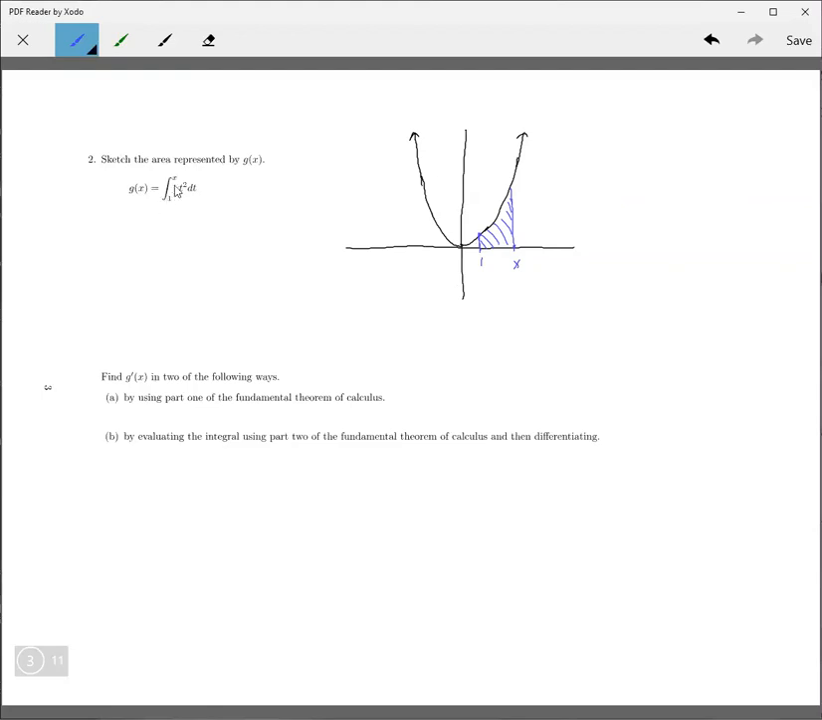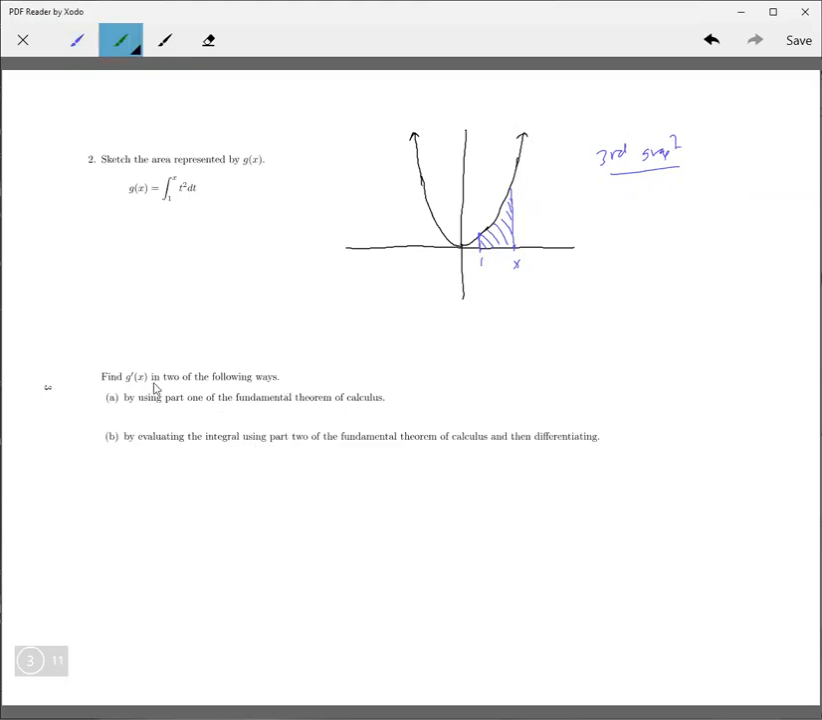And so g of x will be the area. This will be this area right here. And now if x moves a little bit further, then this area is going to get larger. If my x goes that way, then this area is going to get smaller. And so it looks like the third graph again. Okay, so that's kind of what this function represents.